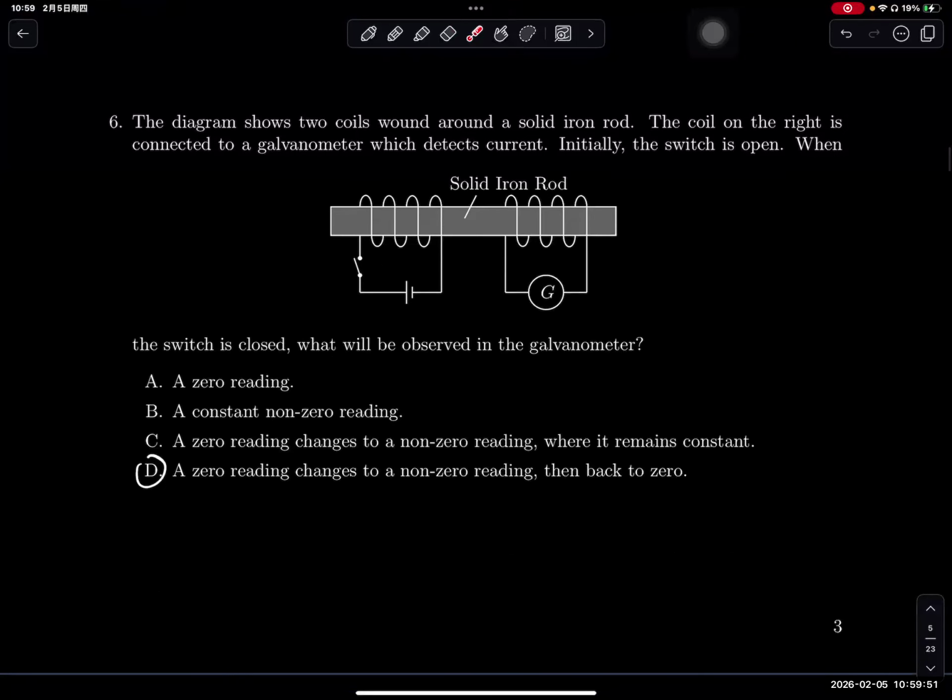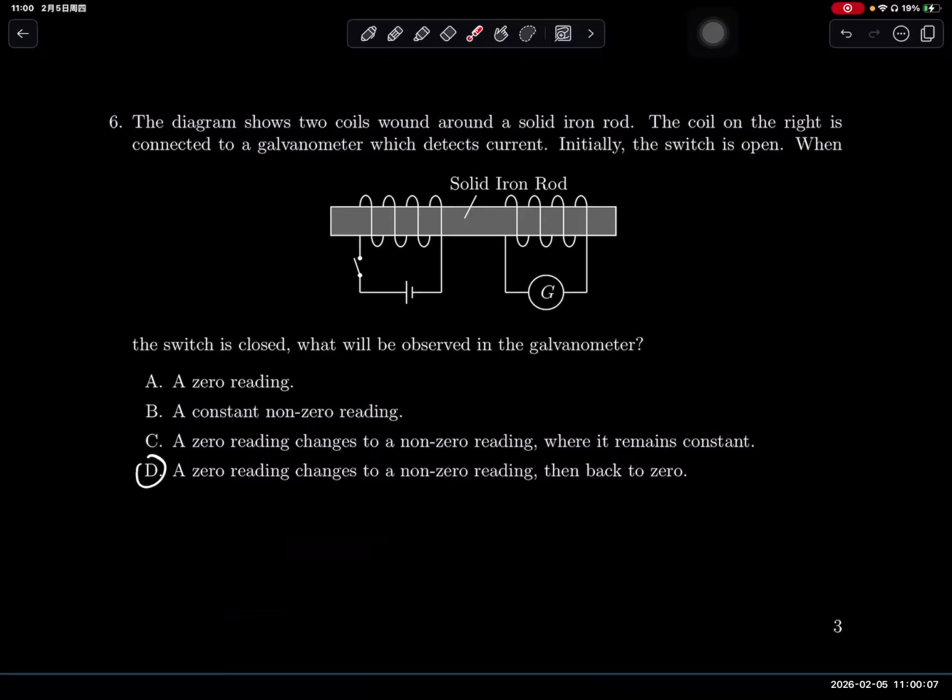Question six, the diagram shows two coils wound around a solid iron rod. The coil on the right is connected to a galvanometer which detects current. Initially, the switch is open. When the switch is closed, what will be observed in the galvanometer?